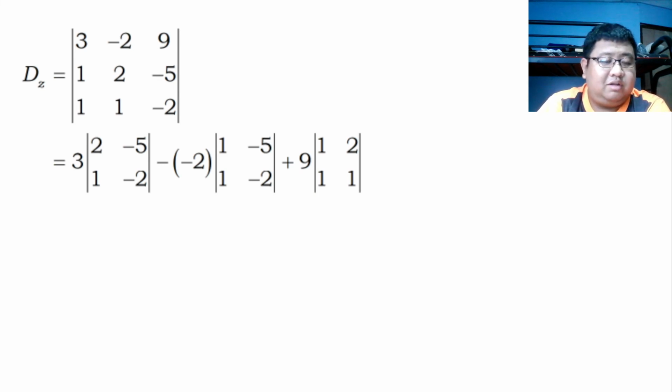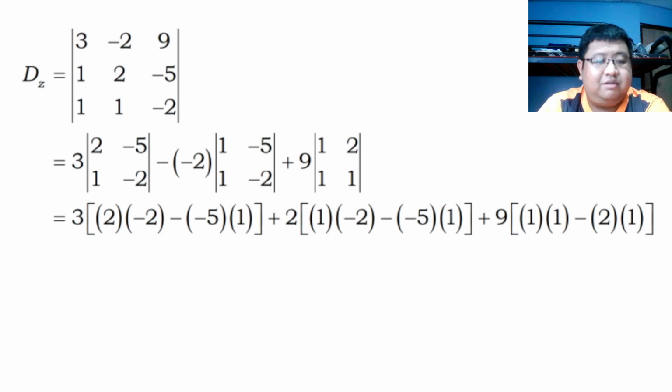So, by evaluation, by further simplification, you have this. Yan. 2 times negative 2, negative 5 times 1, tapos 1 times negative 2, negative 5 times 1, 1 times 1, 2 times 1. Every two terms separated by minus signs.